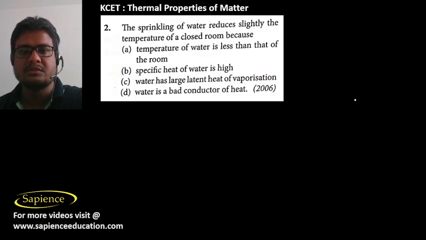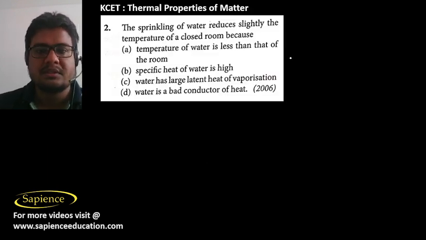Then in question number 2, it is told the sprinkling of water reduces slightly the temperature of a closed room because the temperature of water is less than that of the room; specific heat of water is high; water has a large latent heat of vaporization; water is a bad conductor of heat. So the correct answer is option C.